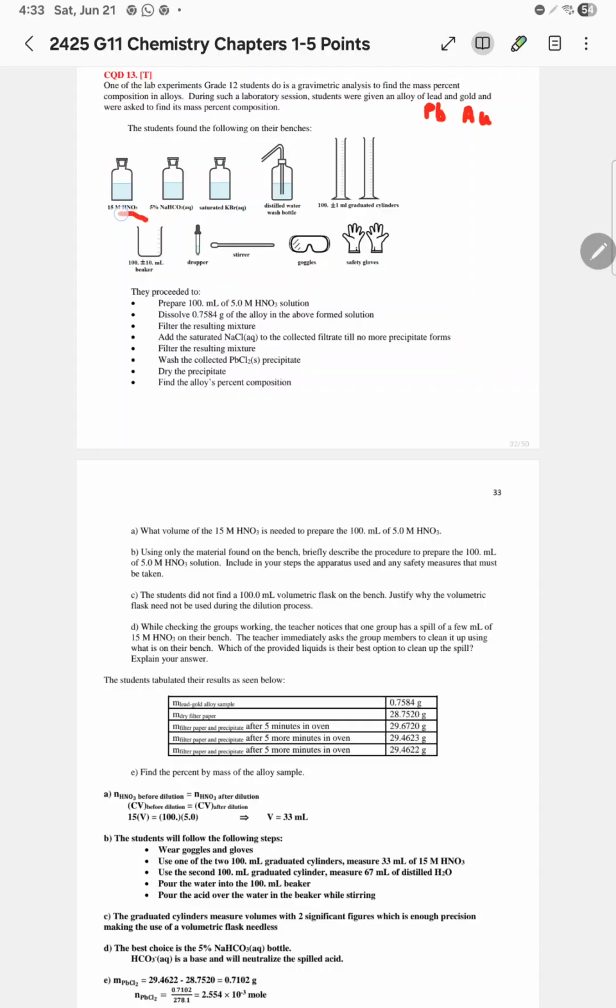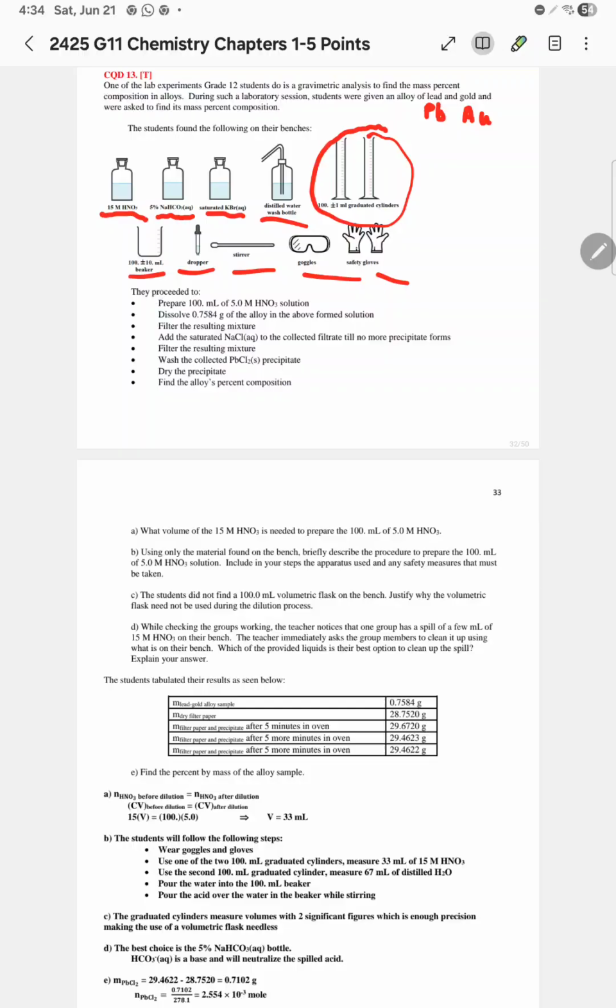So they gave them nitric acid in concentration 15 molar, 5% NaHCO3, which is a base. Is it the base? I genuinely don't know. KBr, which is an aqueous solution, distilled water, and they gave them graduated cylinders of 100 milliliters, a beaker of 100 milliliters, a dropper, a stirrer, goggles, and safety gloves. They prepared 100 milliliters of 5 molar HNO3. Then they dissolved this much of the alloy in the formed solution of HNO3.